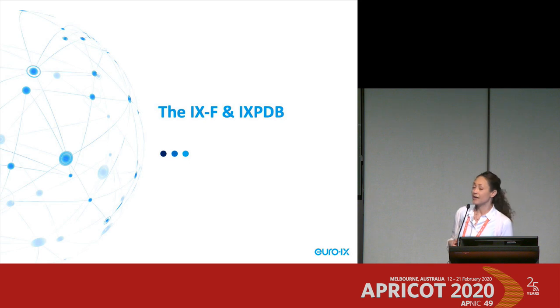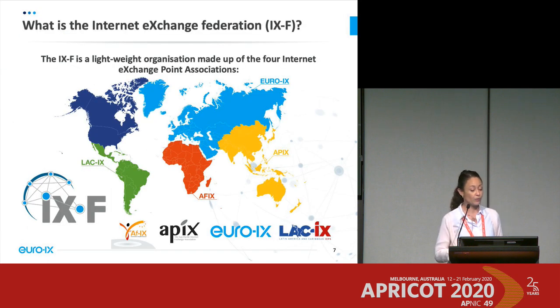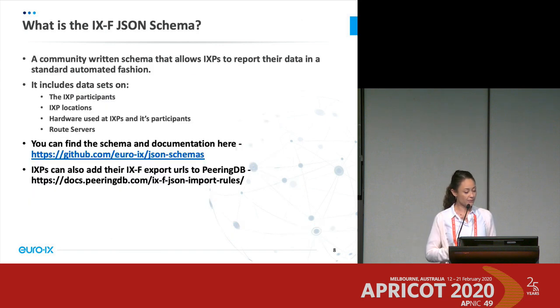But here I'm supposed to talk about IXF and the IXPDB. IXF is really just an umbrella organization for all these regional IXP associations. It's a lightweight coordination association between the four Internet Exchange Point associations. And what is the JSON schema? It's a community-written schema that allows IXPs to report data in a very standardized fashion, which makes it easy for everyone to interact with. That includes IXP participants, locations, what hardware is used, route servers, etc. All the documentation on this can be found on GitHub.